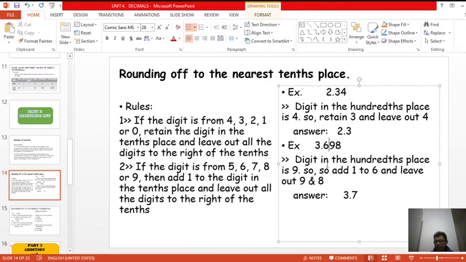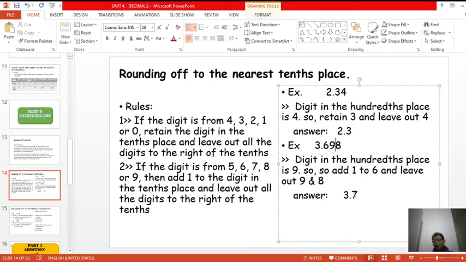Okay, so here since we have 9, it falls on the second rule, in which we have to add up 1 to the digit in the tens place, because the tens place is the one to be rounded off. So we add 1 to the tens place, which is 6. So 6 plus 1 is 7, and leave out all the other numbers, which are 9 and 8. Take them out. So your answer is 3.7.